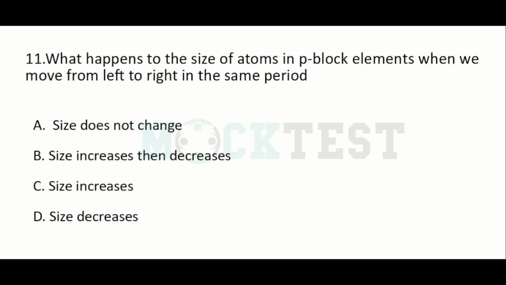What happens to the size of atoms in p block elements when we move from left to right in the same period? Option A size does not change. Option B size increases then decreases. Option C size increases. Option D size decreases. Answer is option D, size decreases.